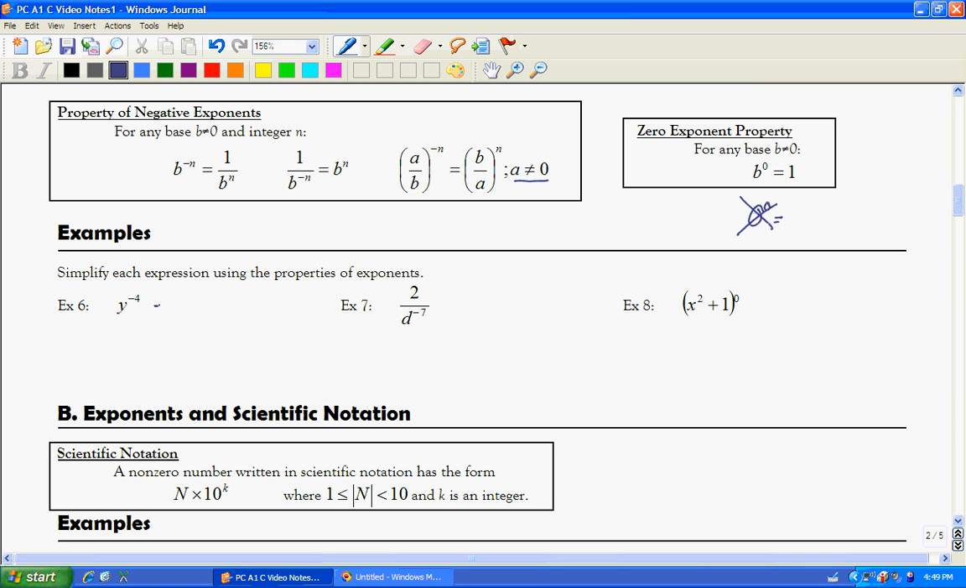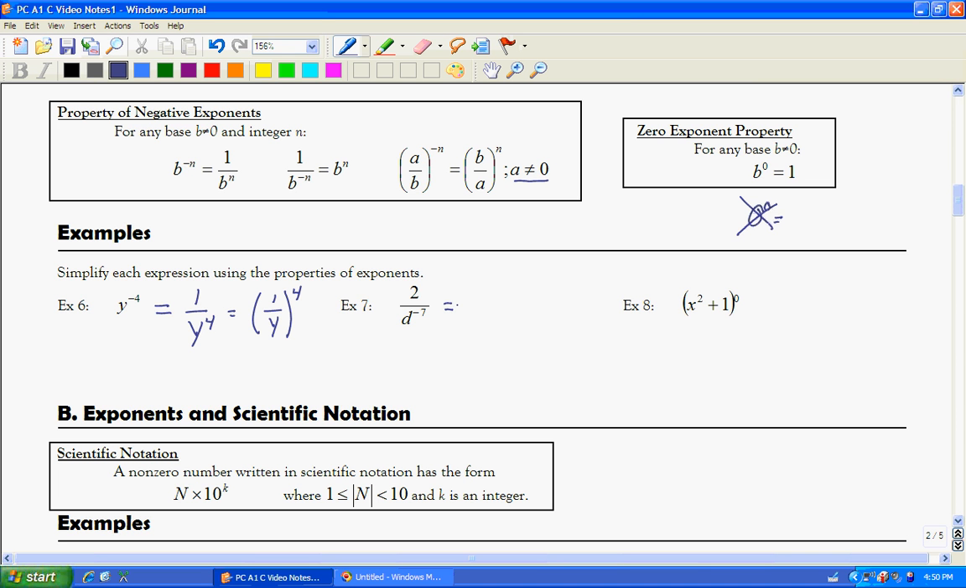Okay, so in our applications, we have example 6. Y to the negative 4th. Well, that's a negative exponent. We want to write it with positive exponents. It's in the numerator, so let's move it to the denominator. So we're going to have 1 over y to the 4th. And we can also write that as 1 over y in parentheses to the 4th power, because 1 to any power is 1. So those things are equivalent.